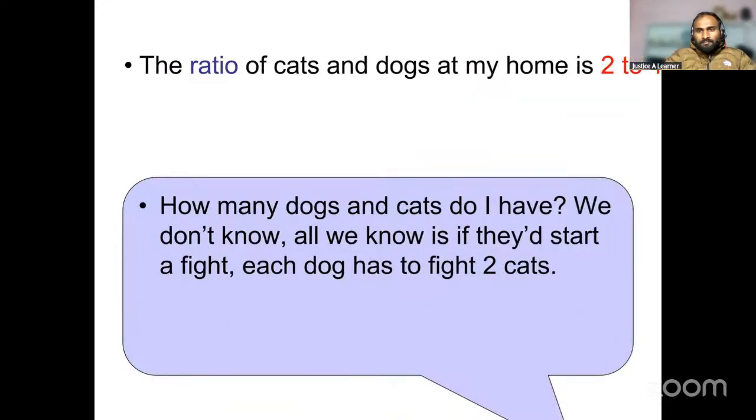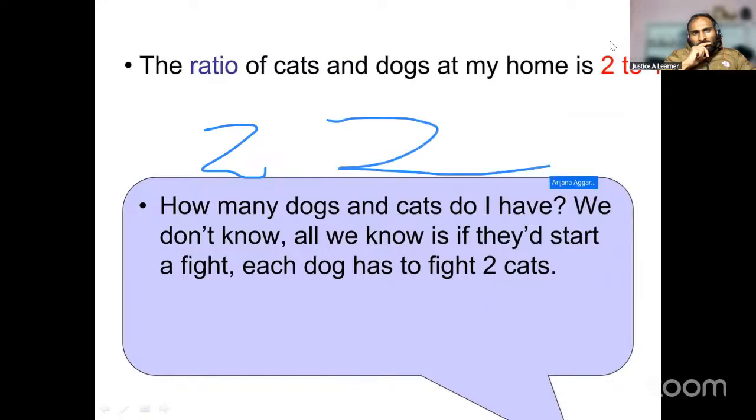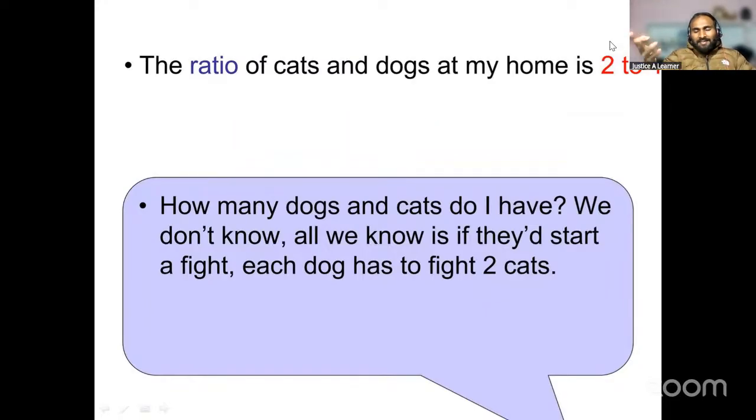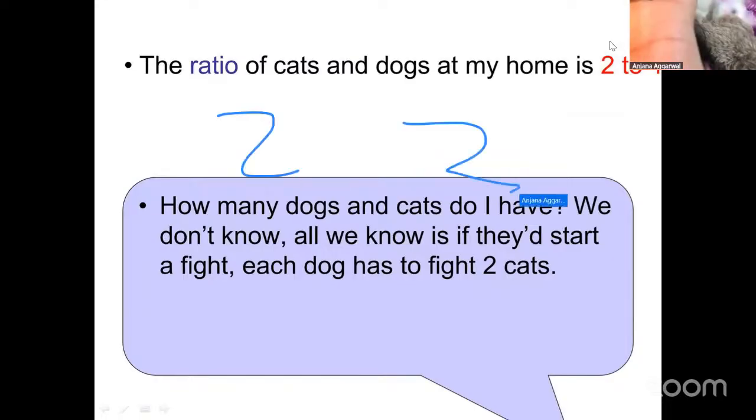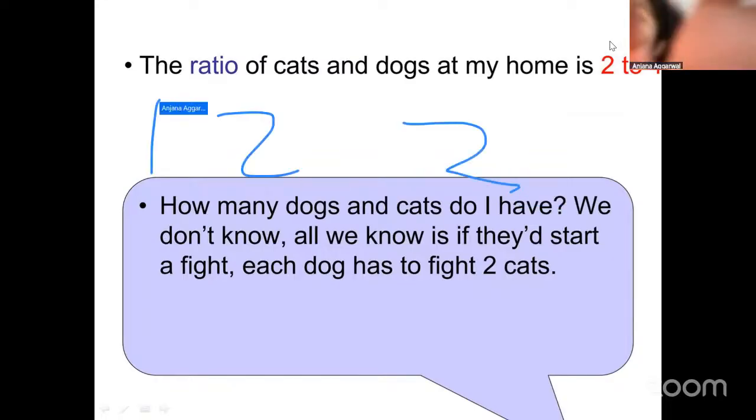Now, the ratio of cats and dogs at my home is 2 to 1. That means, how are you supposed to know if they've got 2 dogs or 2 cats? The ratio of cats and dogs at my home is like this, this is an example. Yeah, that's okay. But how are you supposed to know how many cats? If there's 2 cats or 2 dogs, and 1 cat or 1 dog.